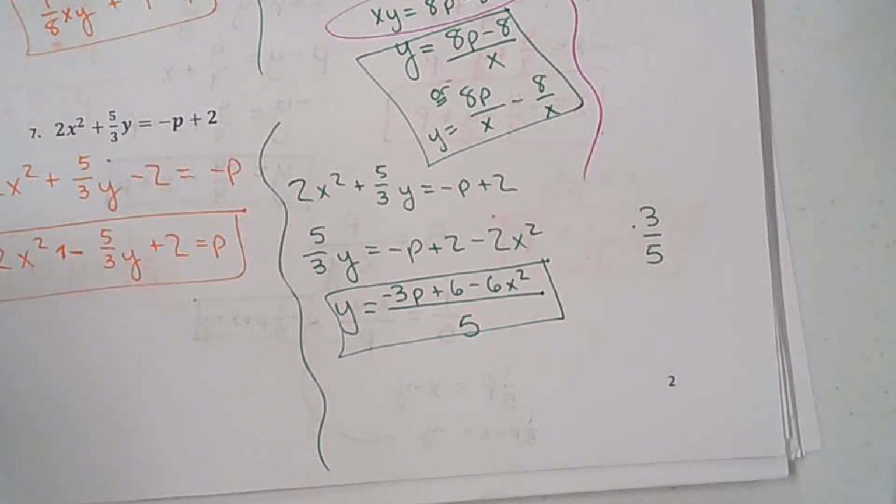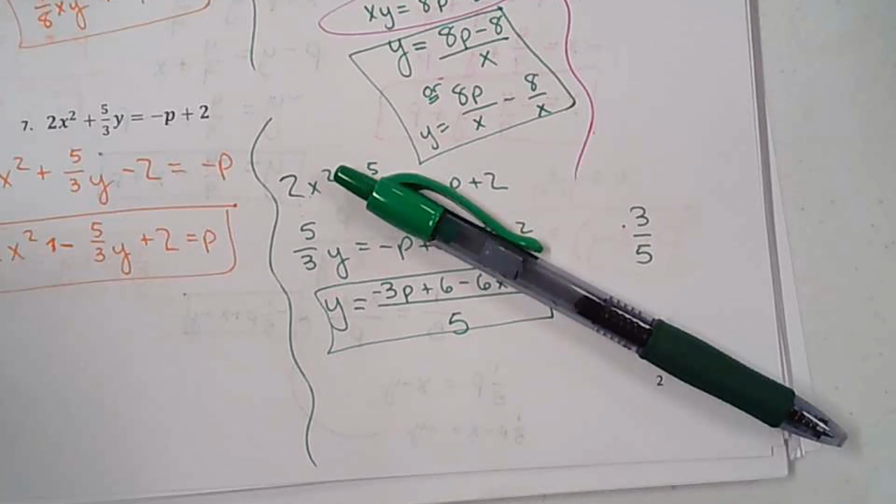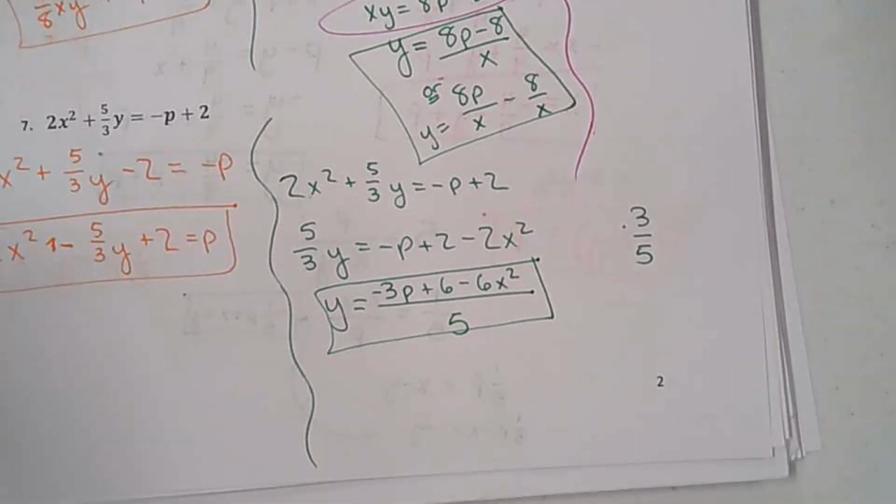Now for x. I'm going to do it on a separate sheet of paper. Okay, you ready for this? 5, 4, 3.